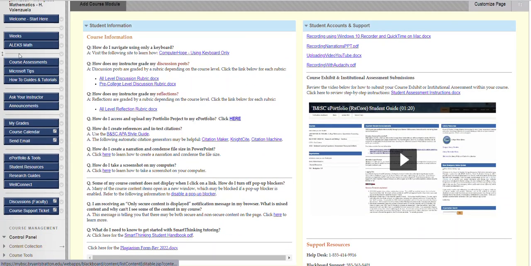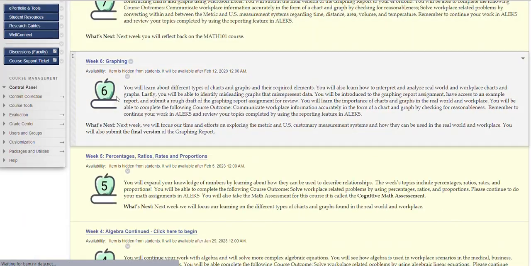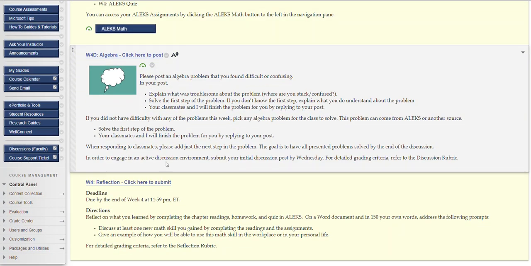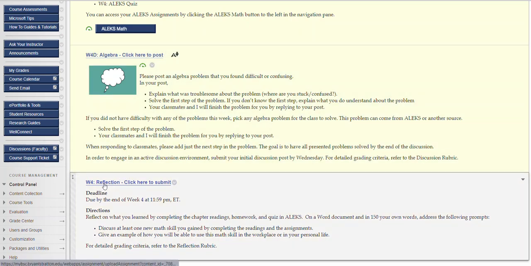discussion rubric. So let's go back to the weeks folder for week 4. Okay, so you also have your week 4 reflection. Reflect on what you learned by completing the chapter readings, homework, quiz, and Alex in a Word document in 150 words. Do the following. Discuss at least one new math skill you gained. Give an example of how you'll be able to use this math skill in the workplace or in your personal life.